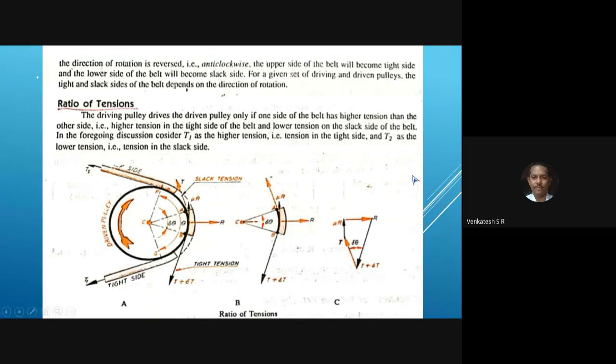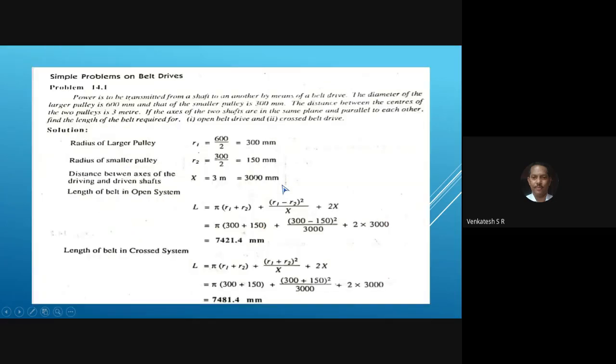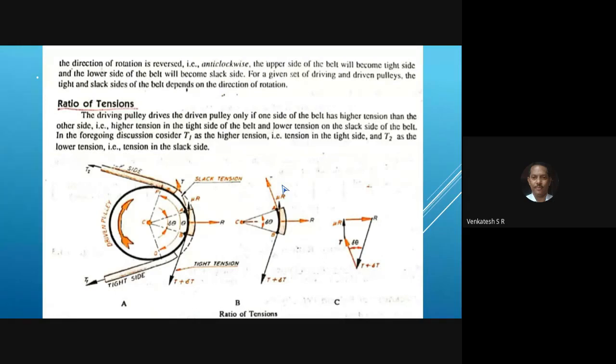One more vector diagram. Show the arrow mark like this. This is the tension T on the slack side. The resultant coefficient of friction with resultant force mu R in the vertical direction. Join this point to this vector R. Angle delta theta. This is T plus delta T, and delta T.